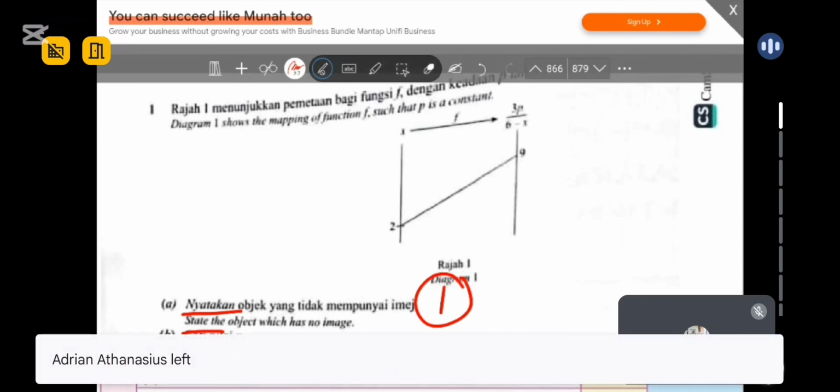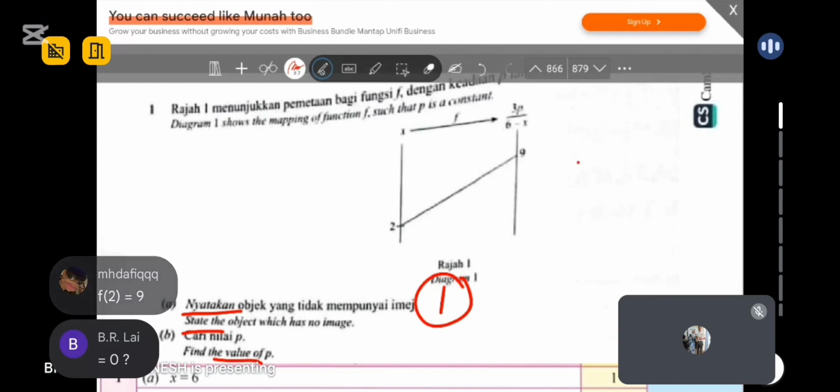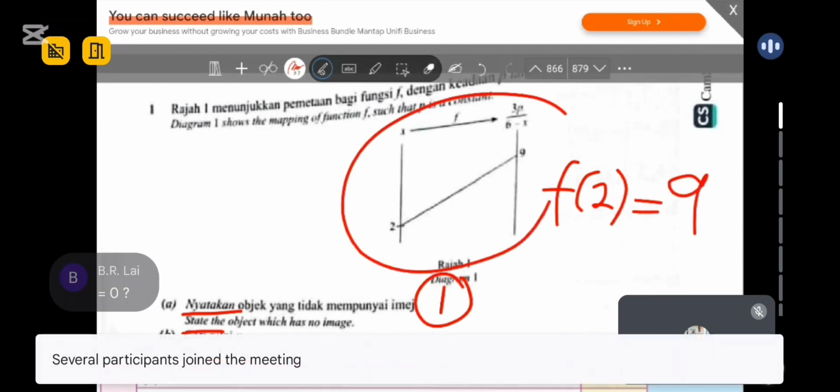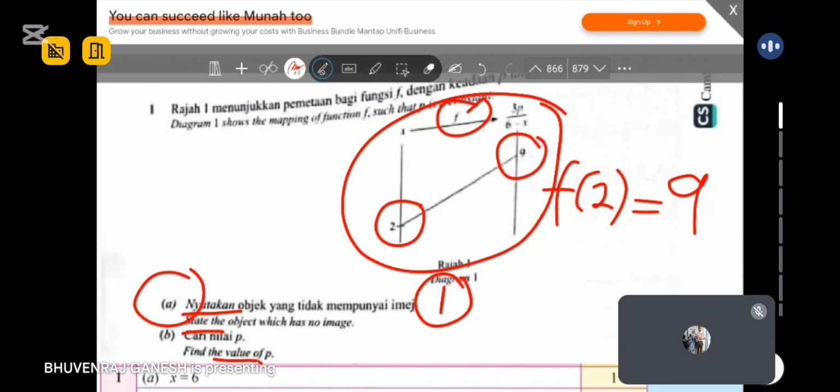So now, they ask you to find the value of P. Cari nilai P, guys. So how? Can anyone tell me what is the idea? Macam mana nak cari nilai P? Cuba bagi saya persamaan dia. Give me the starting. Yes. F2 equal to 9, guys. You must refer the arrow diagram. Lihat gambar rajah anak panah ni. So F2 is equal to 9. 2 is your object.